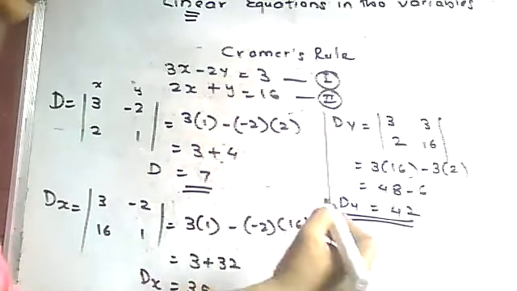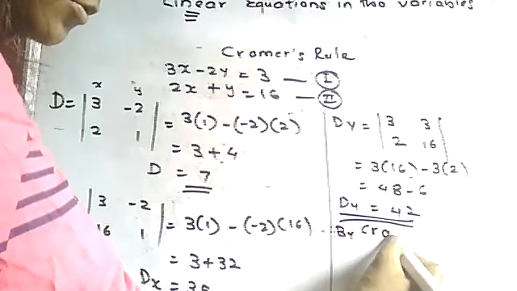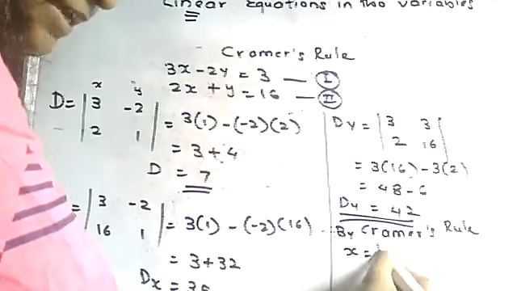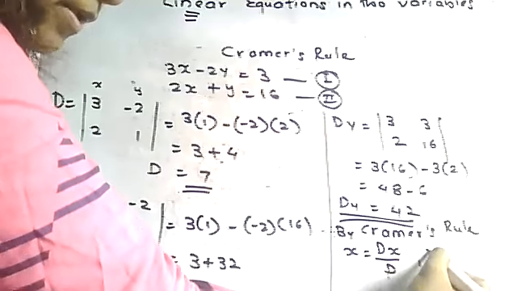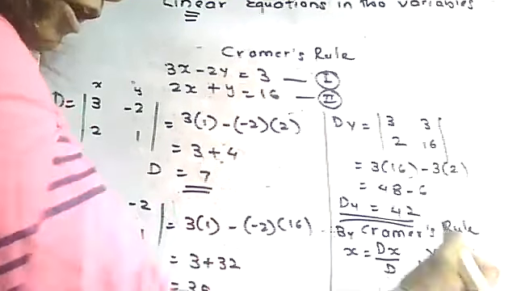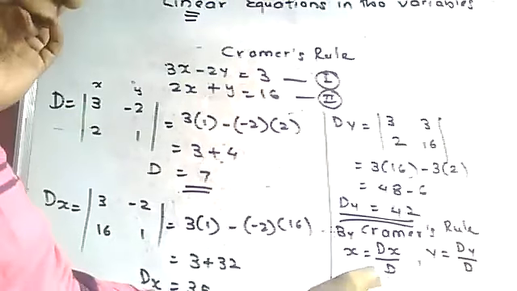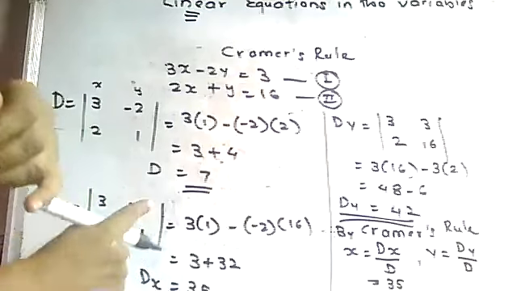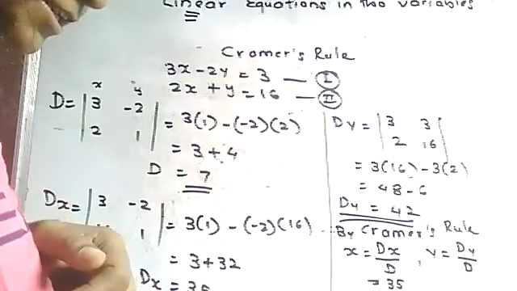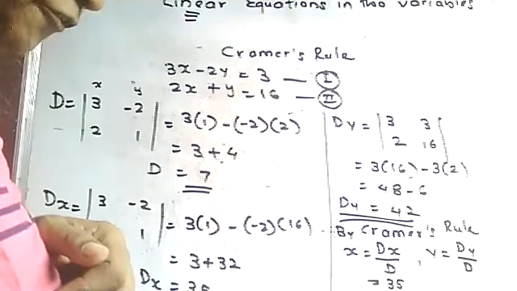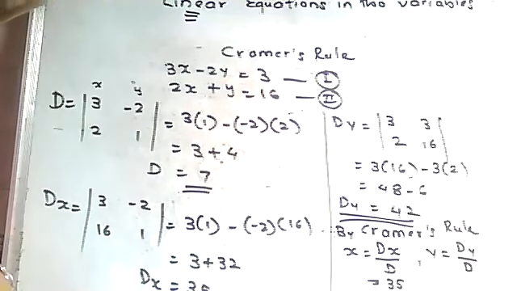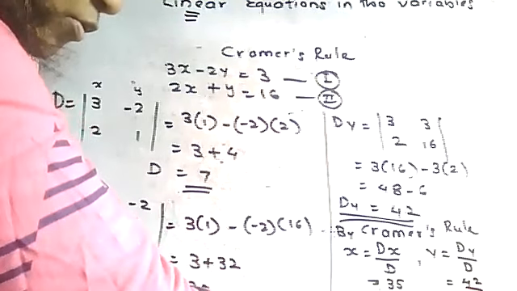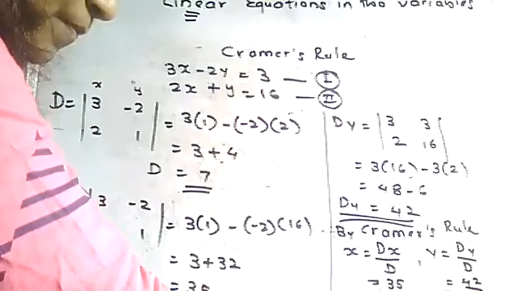Now the formula. By Cramer's rule, the formula is very simple. X is equal to dx upon d and y is equal to dy upon d. This is the formula. And you will replace dx is 35 upon 7, that is 5. So you get x as 5. Okay, and dy is 42 upon 7. So you get the value of y as 6.